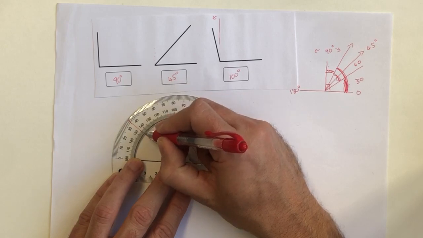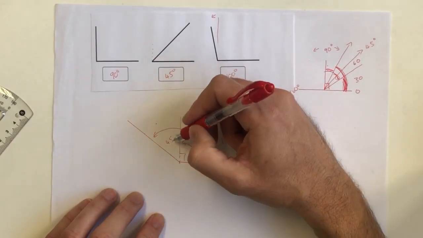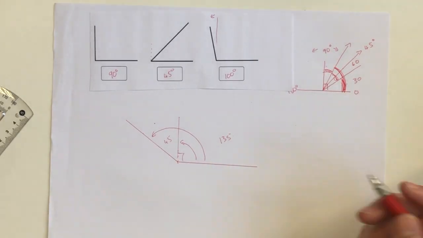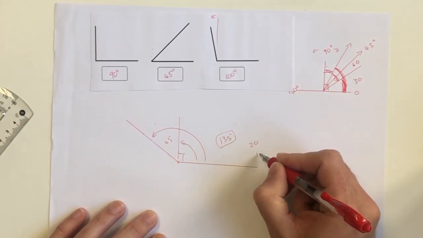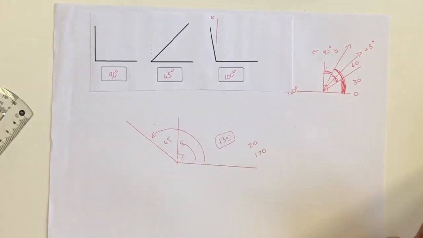This one is 145 degrees. So I'm about 10 out, but it's still a very good estimate. It's in that range. I didn't guess 20 degrees and I didn't guess 170 degrees. It's in range, and that's why it's called an estimate.